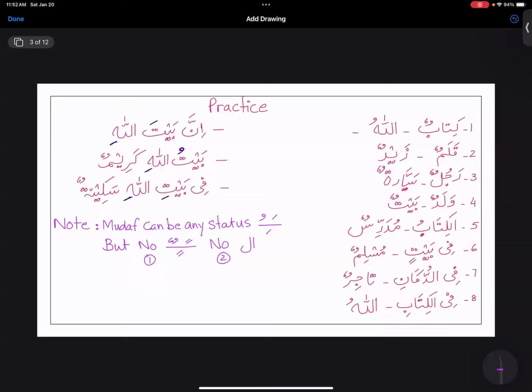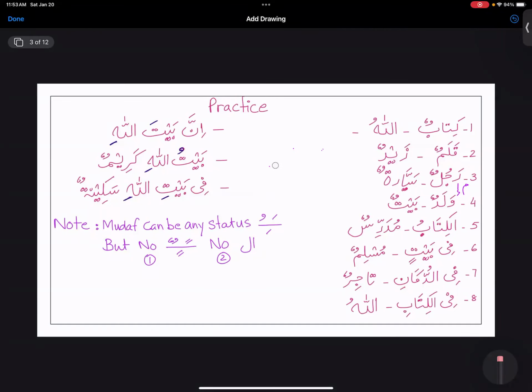For example, in the example of Baytullah, if we say Baytullahi, this house belongs to who? Allah. Belongs to Allah subhanahu wa ta'ala, right? And this is my mudaf ilayhi. So always remember that example. Belongs to the man. So same over here. I put mudaf ilayhi after and mudaf first. Then you need to figure out what should come first.